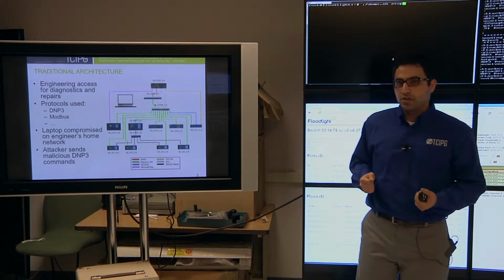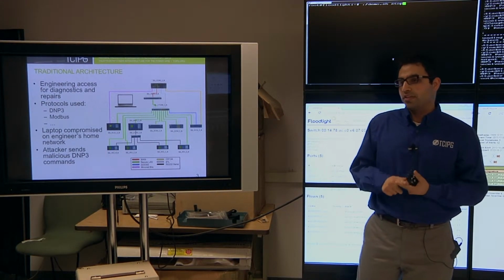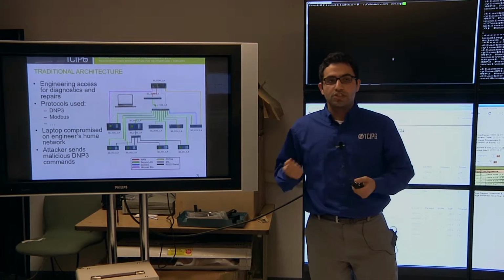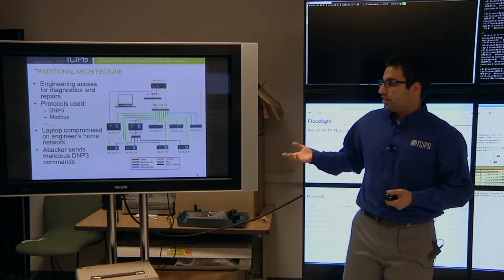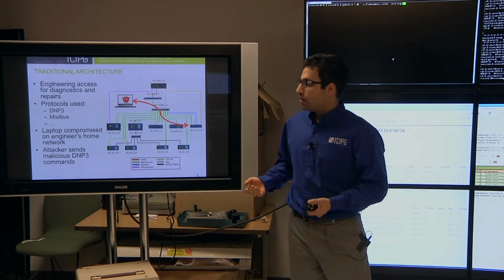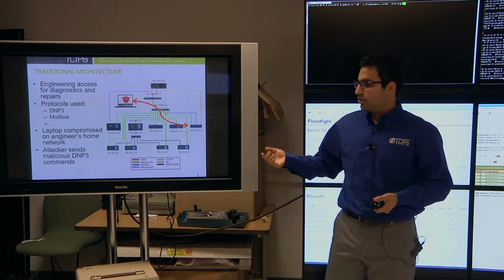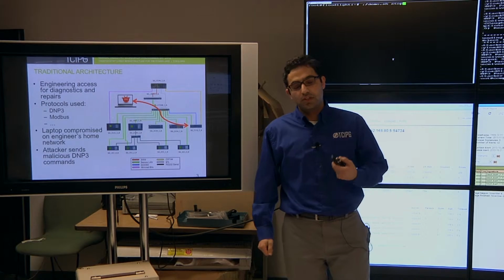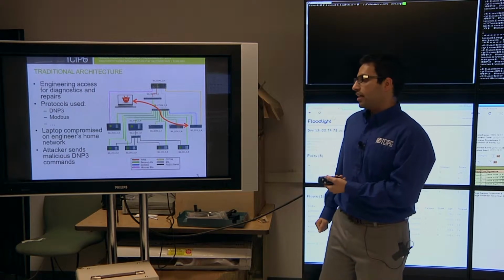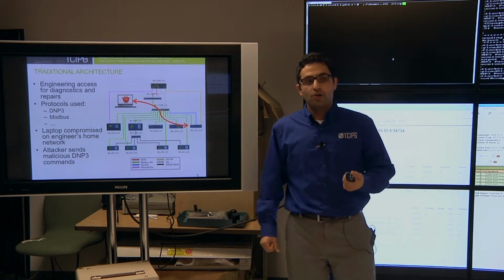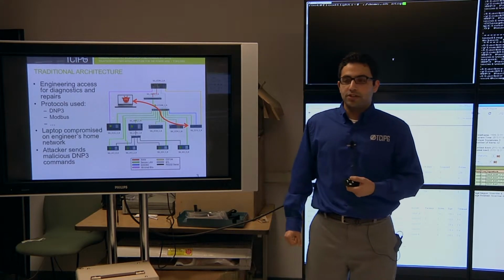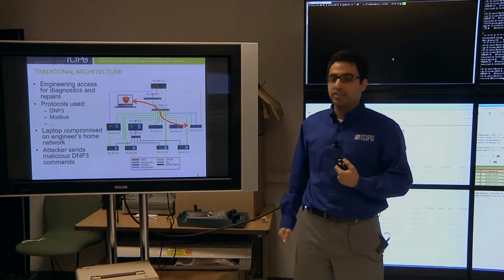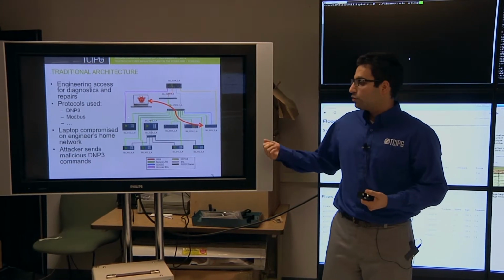Basically, the problem with these protocols is that they're not authenticated or encrypted. So anybody, if they have network access, could inject packets into the network. And this is the problem we're trying to solve. With engineering access, engineers could connect to these networks using a laptop and do diagnostic work. But if this laptop was connected to a home internet network, then these laptops could be compromised, and then they could send malicious DNP3 packets, for example, that would trip a breaker.